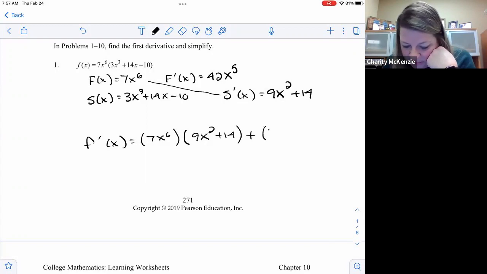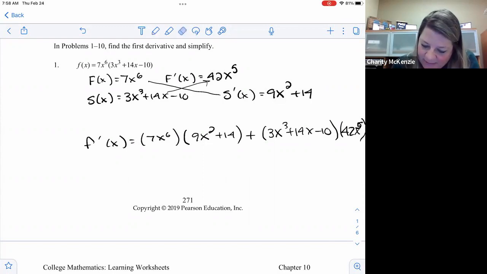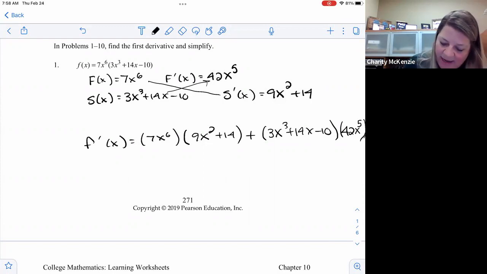Then we have our other way. Original second is 3x to the 3rd plus 14x minus 10 times the 42x to the 5th. It doesn't quite look like a 5, so we'll go this way. It still doesn't look like a 5, but I don't know if I could make it look any better. Okay, and then we can simplify this and we've got our answer. So this is 42x to the 5th. There we go. I didn't like it, it didn't look like a 5 at all. So let's multiply this out, and then we have our answer.